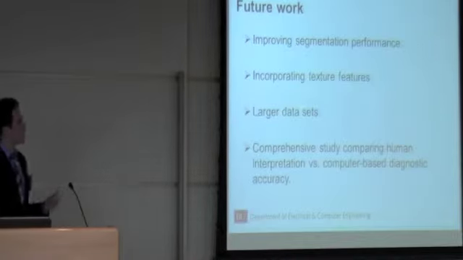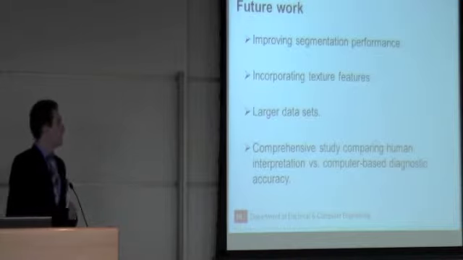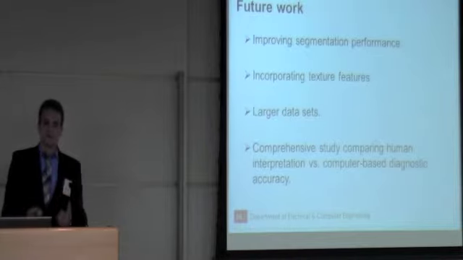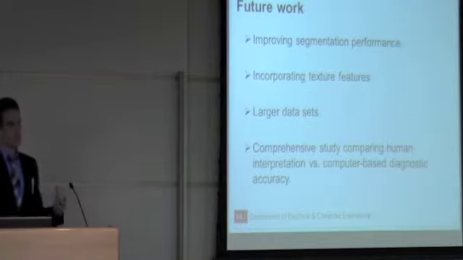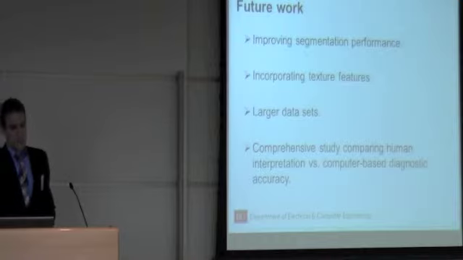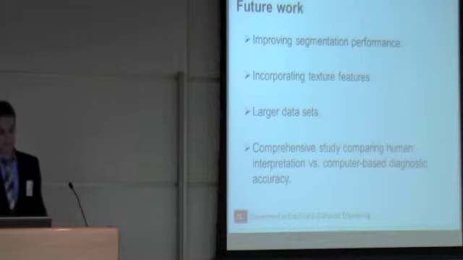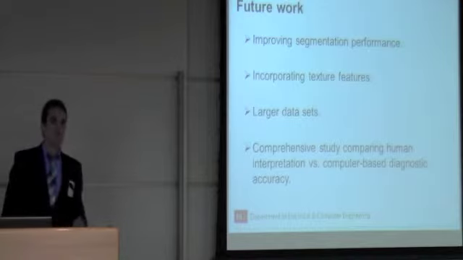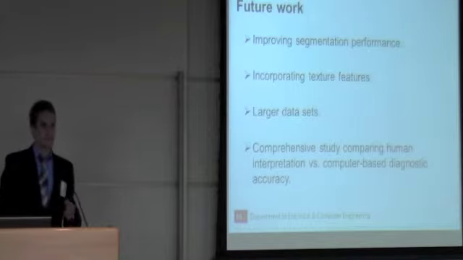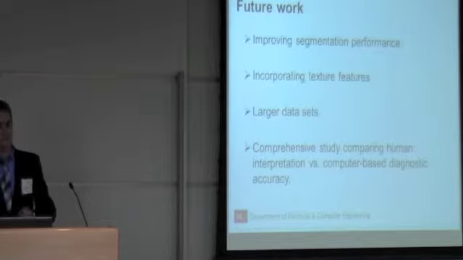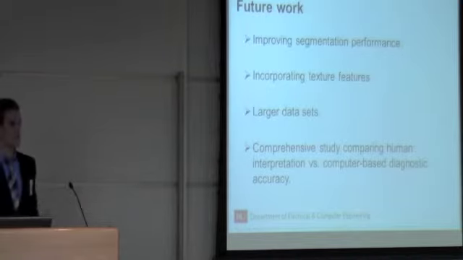It is important to note what kind of future work should be done. First of all, algorithm refinement. The segmentation algorithm should be improved since it's not 100% robust. It is also of interest to incorporate localized features such as texture, and larger data sets are also crucial for statistically significant results. Above all, a comprehensive study is necessary that would answer the question whether computer-based classification of these images can outperform human interpretation.